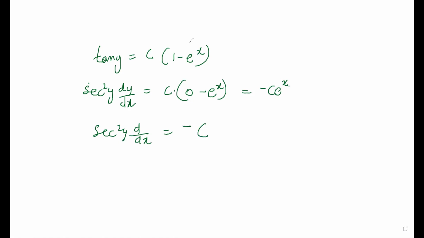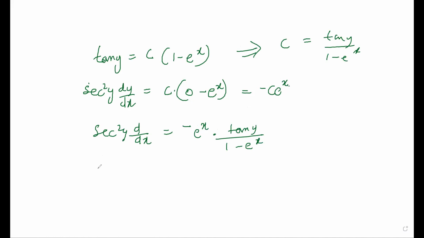So c I can eliminate, isn't it? C is, from here I can write c as tan y by 1 minus e raised to x. So if I cross multiply, this will become 1 minus e raised to x sec square y dy by dx is equal to minus e raised to x tan y.